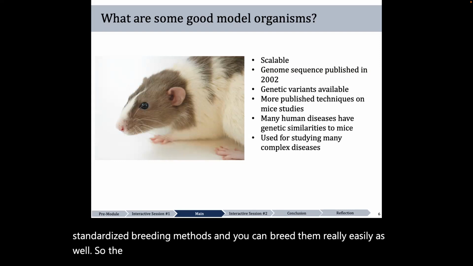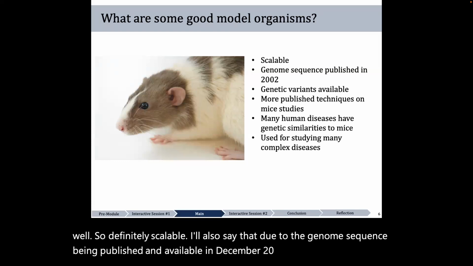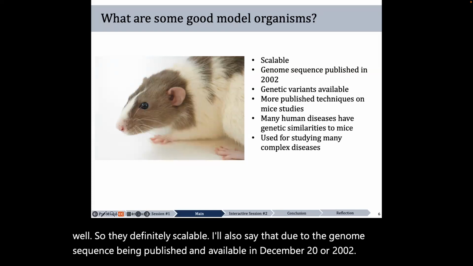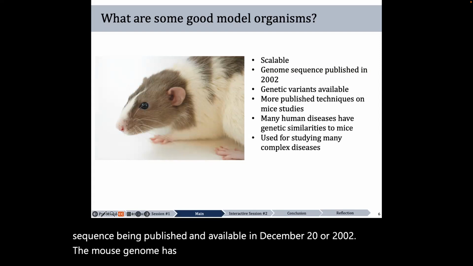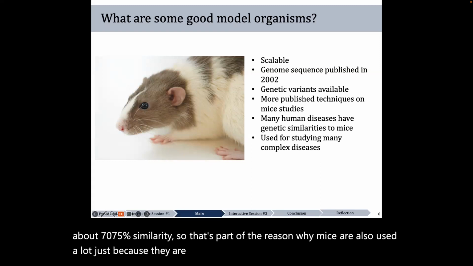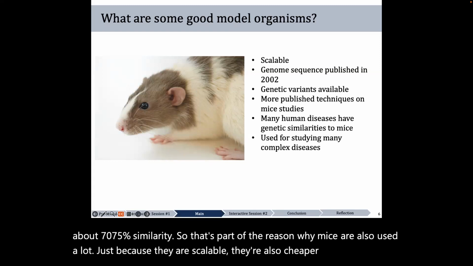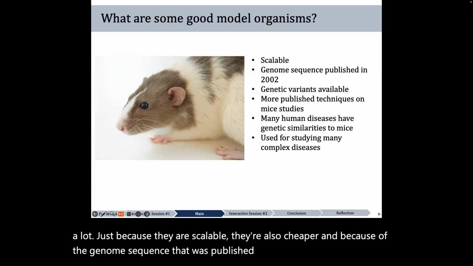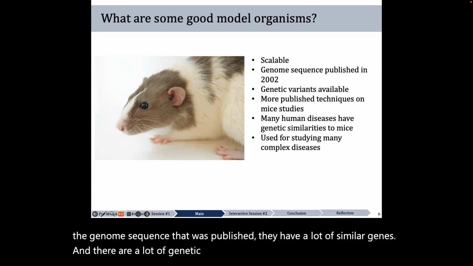So they're definitely scalable. I'll also say that due to the genome sequence being published and available in December 2002, the mouse genome has been shown to be very similar to humans. They have about 75% similarity. So that's part of the reason why mice are used a lot, just because they are scalable, they're also cheaper, and because of the published genome sequence, they have a lot of similar genes. And there are a lot of genetic variants available.